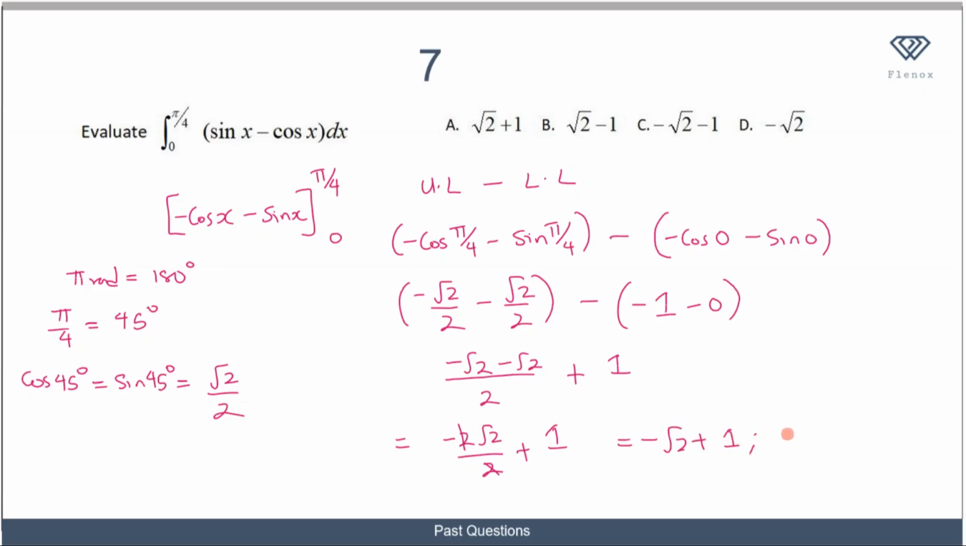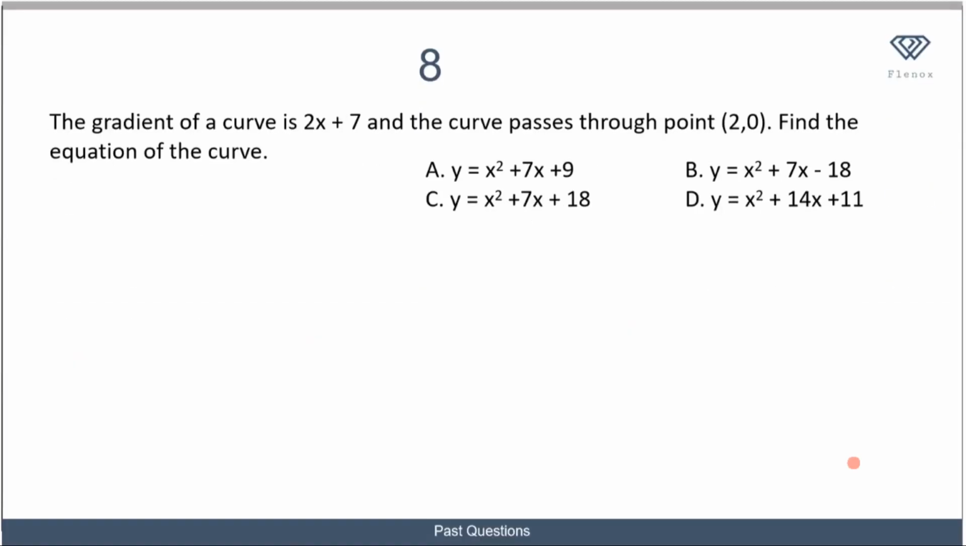Or you can write it as what? 1 minus root 2. So the integral of this from 0 to pi over 4 is 1 minus root 2. And as you can see from the options, no option here corresponds to that. So definitely, maybe the options are wrong. So you should note that the answer to this question is 1 minus root 2. So let's move on to the next question.